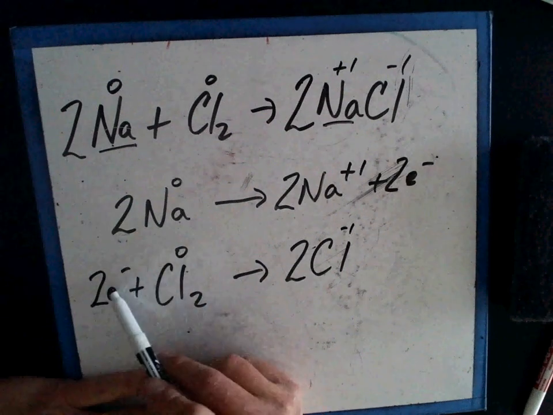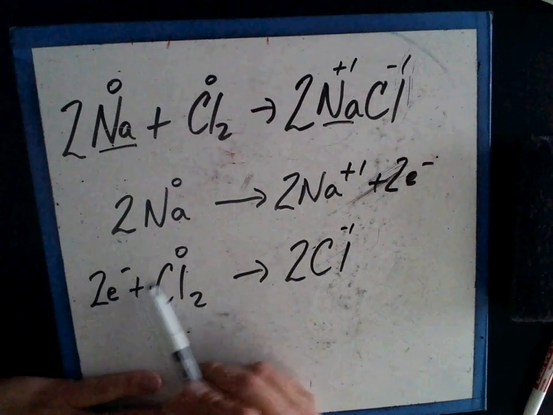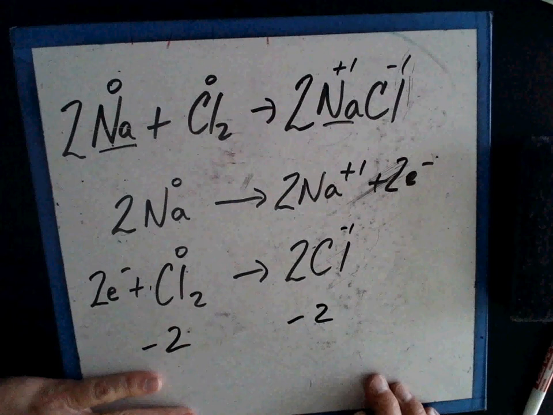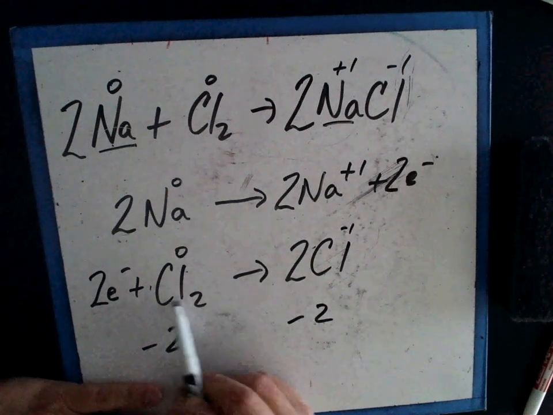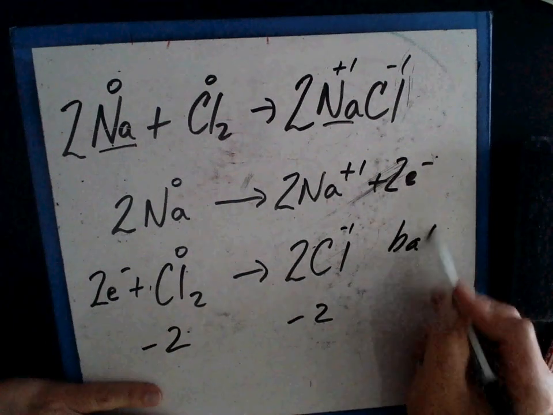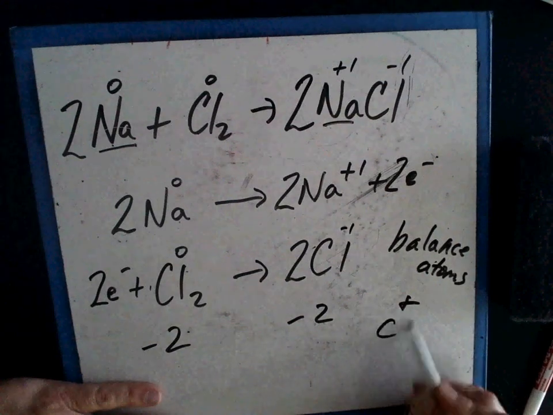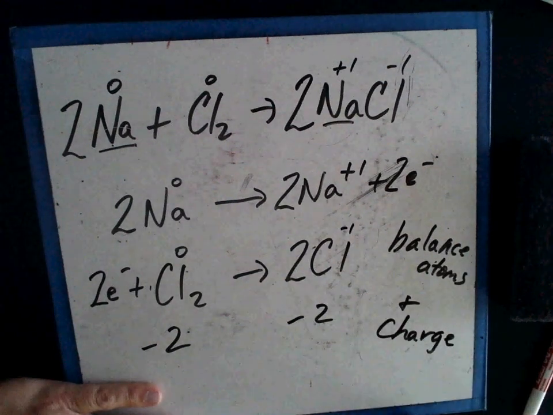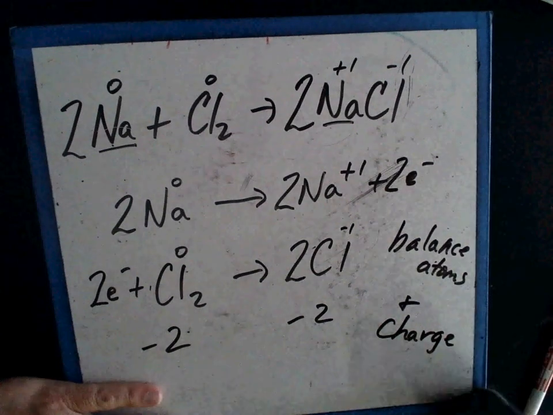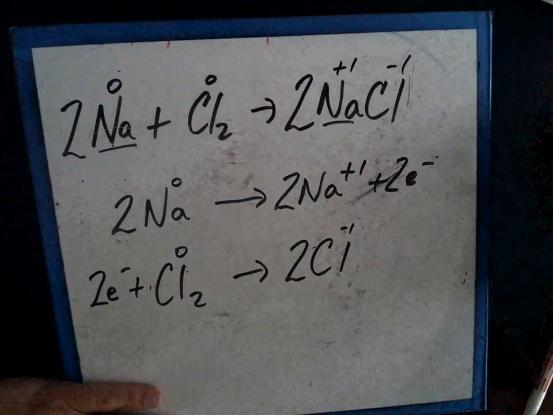So let's check this one. This is 0. There's nothing to multiply by. -2 plus 0 is -2. This whole side's a -2. That whole side's a -2. Do I have equal atoms? I have 2 chlorines here and 2 chlorines. So I have to balance atoms and charge. I have to make sure it all is working out. Okay? Now, I got it. I did it real slow on this one.